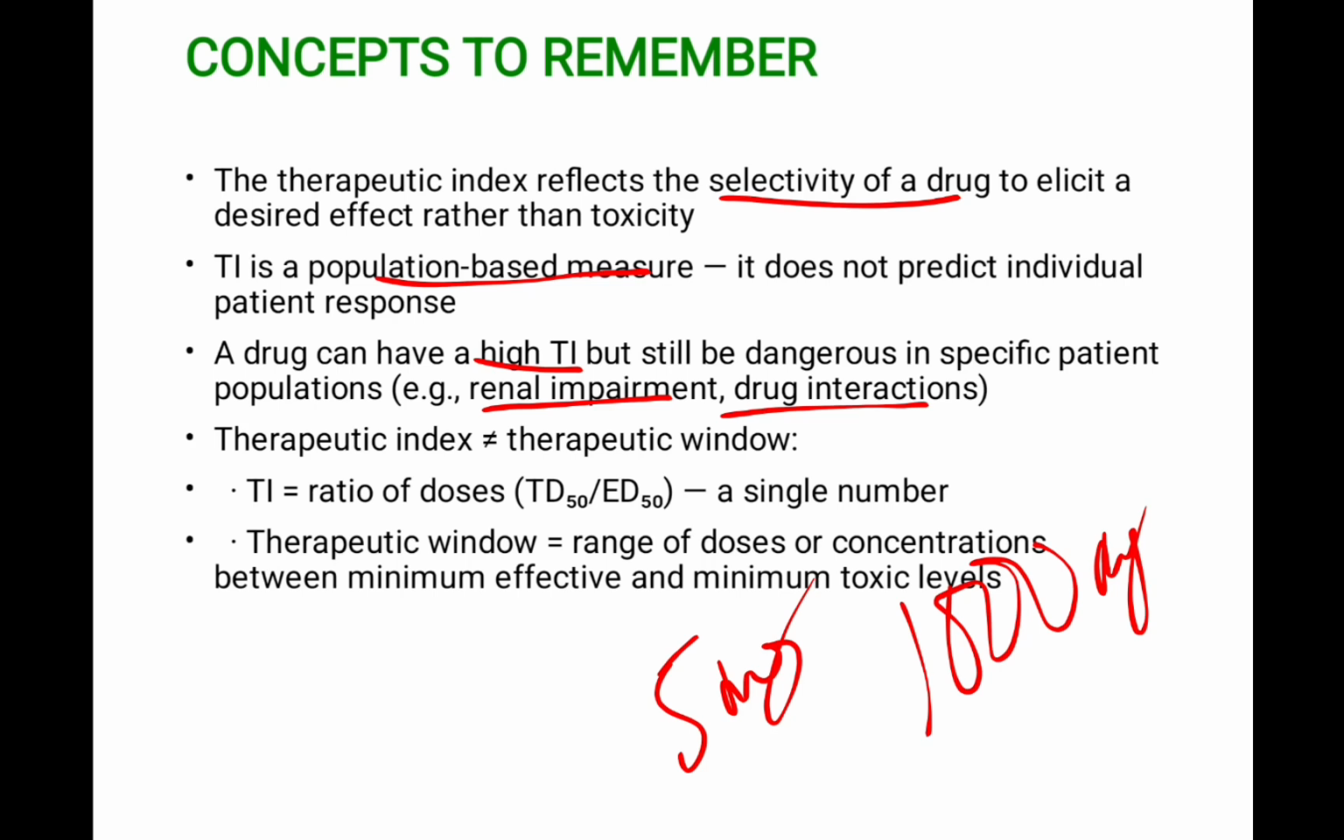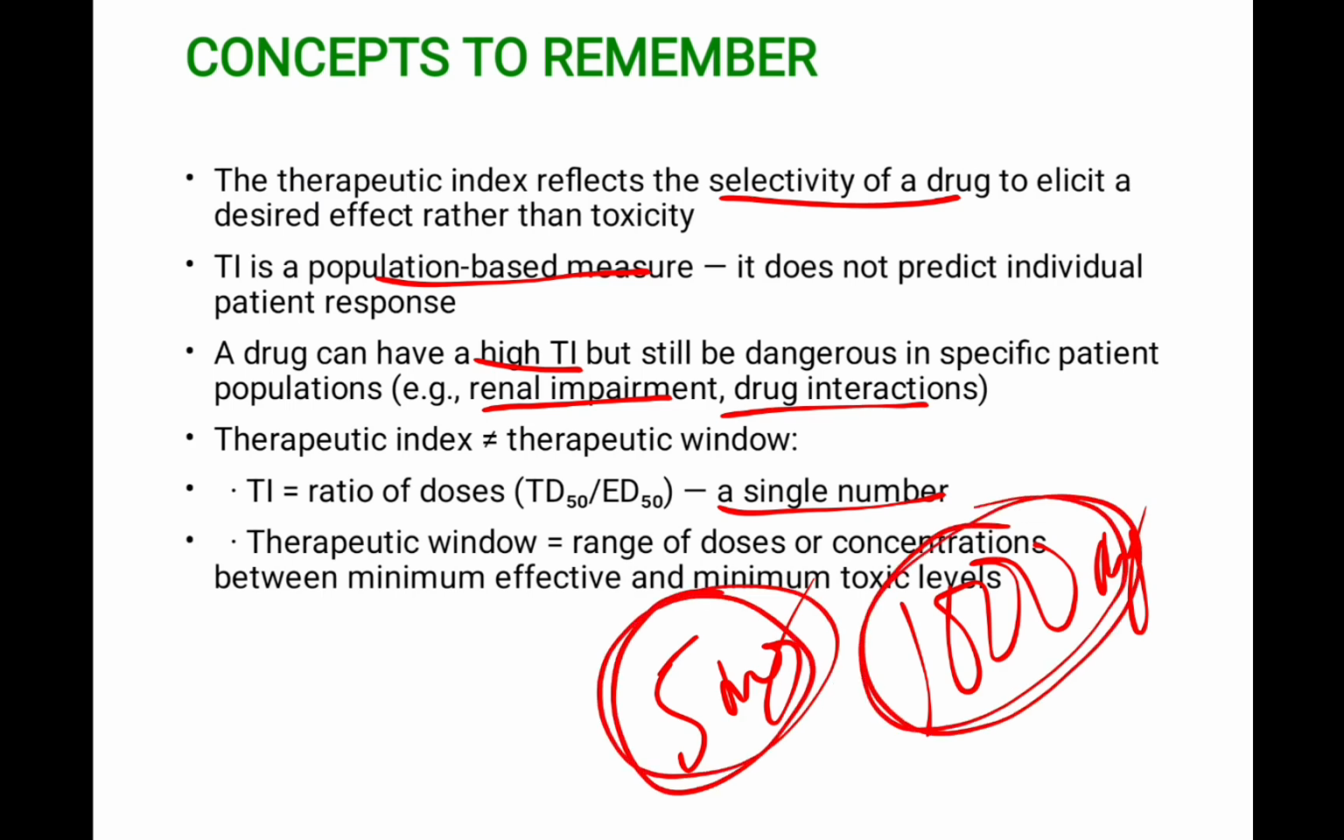Therapeutic index does not equate to therapeutic window. Please take note. Therapeutic index does not directly equate to therapeutic window. Therapeutic index is the ratio of doses, that's the toxic dose to the effective dose. So it's a single number. When you take that ratio, you get a single number. If this is our effective dose and this is our toxic dose, if you take this ratio 1000 divided by 5, whatever you get is a single number.